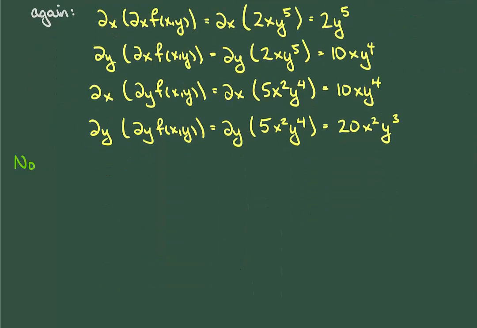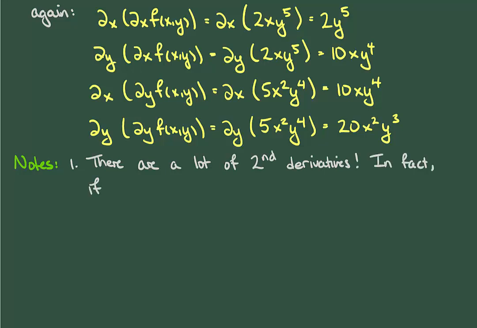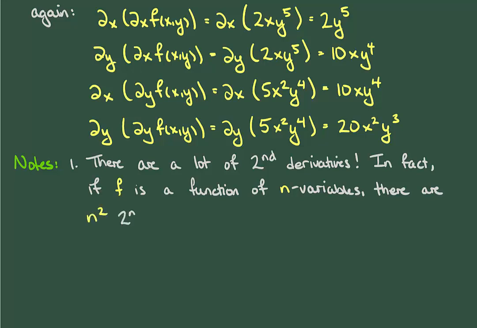There's a lot happening here, so let's highlight some important points. There are a lot of second derivatives. In fact, I want you to take a second and see if you can determine how many second-order derivatives exist for a general n-variable function. Since we have n choices for the first variable that we differentiate, and n choices for the second variable, that leaves n squared second derivatives.